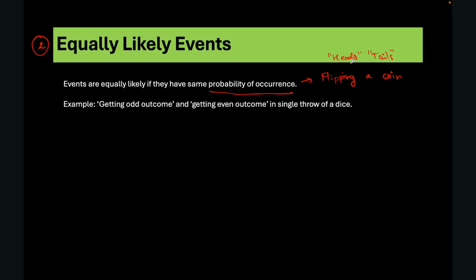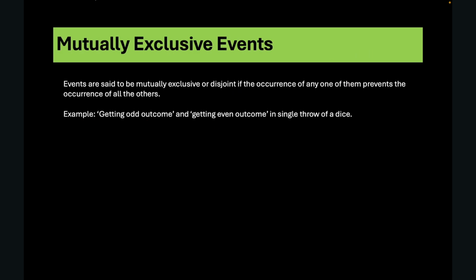It's the same. Similarly, in this example that I've mentioned here, we have getting an odd outcome and getting an even outcome in a single throw of a dice. You have 1, 3, and 5 in the odd outcome, and getting an even outcome is 2, 4, and 6. So there are 3 possibilities here and 3 possibilities here out of the total 6 possibilities, and that's why they're equally likely. Let's go to the third one, mutually exclusive events.